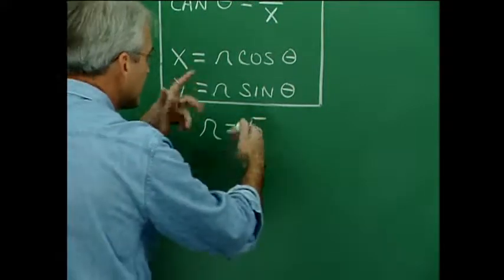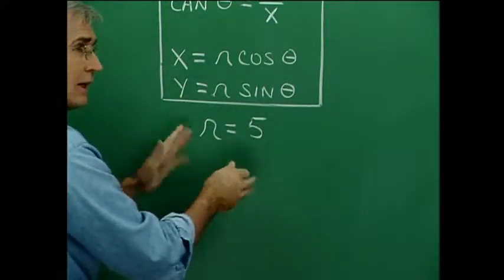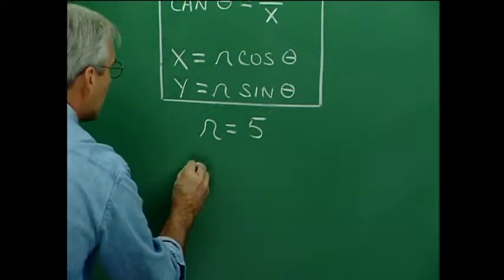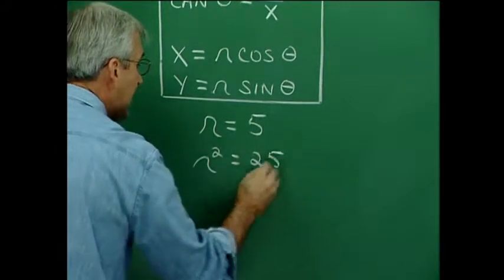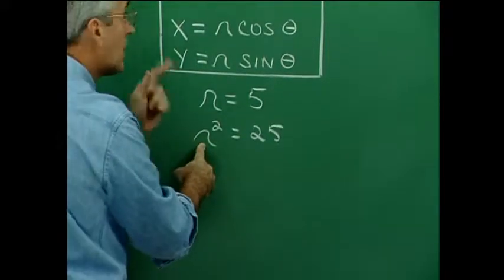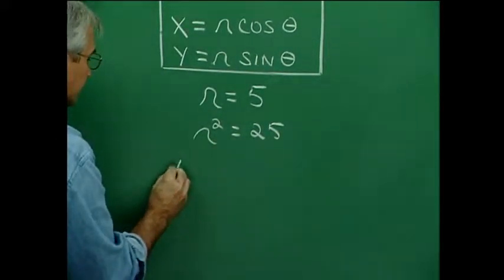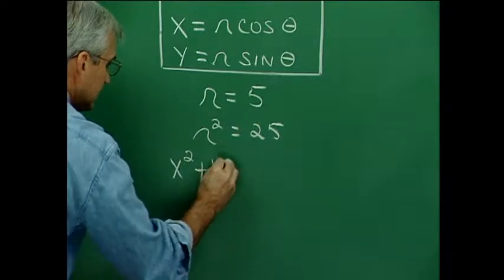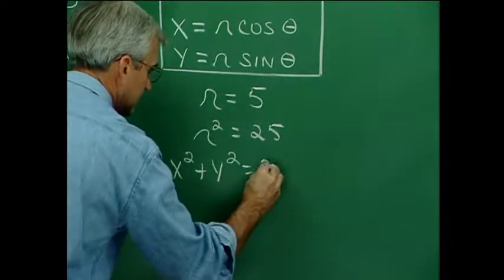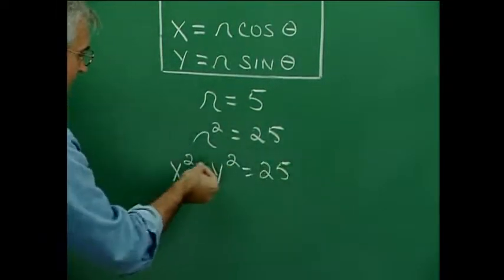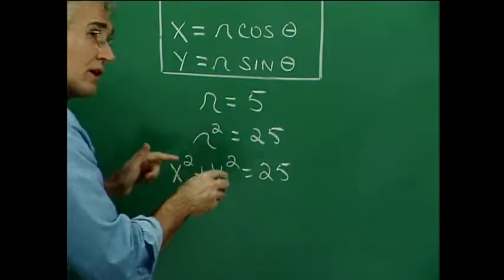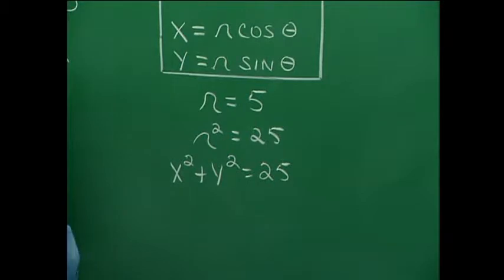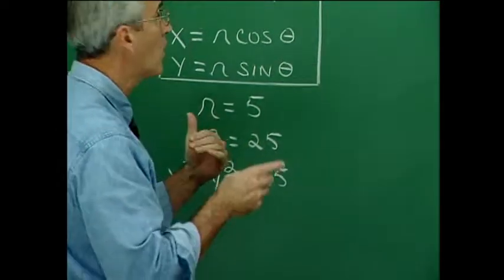Well, how do we accomplish this idea algebraically? Well, we do this. I'll square on both sides, and we have r squared is 25. Now, r squared we can replace with x squared plus y squared. And we do indeed see that we have the equation of a circle whose radius is 5 and whose center is at the origin.